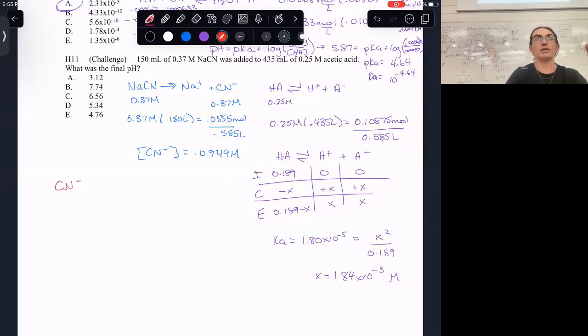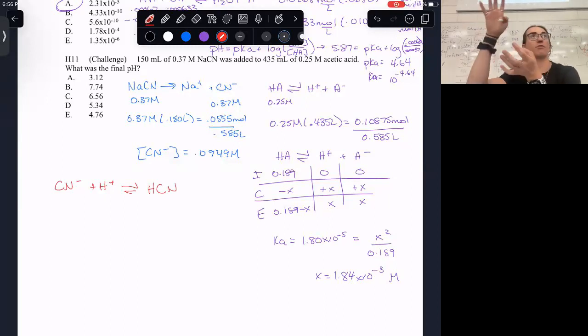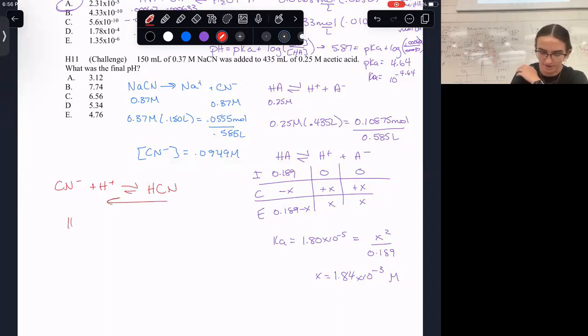Cyanide, CN minus, and H plus together will form HCN. What is HCN? What kind of acid? Weak acid. Strong acid or weak acid? HCN is a weak acid. So technically we have H plus and CN minus on our right, so we could flip this. So we have HCN is formed in the presence of CN minus and H plus ions.